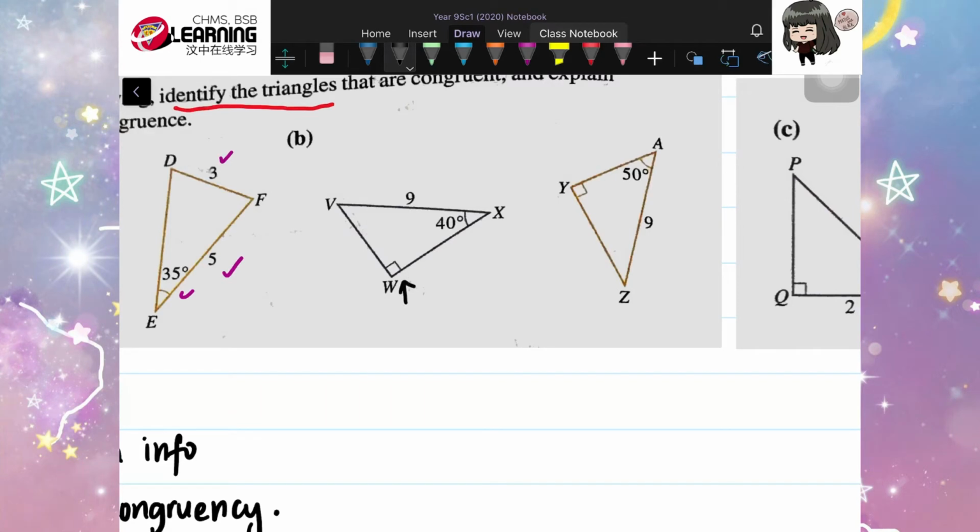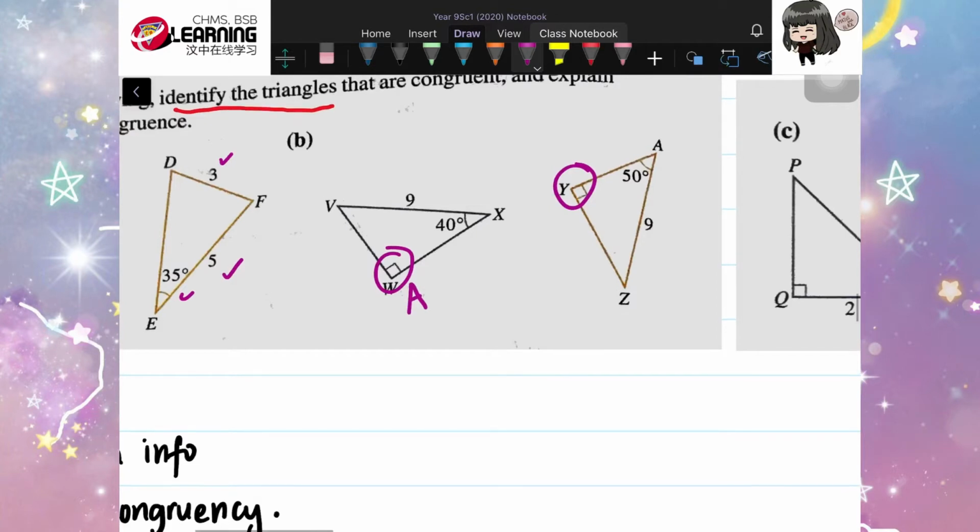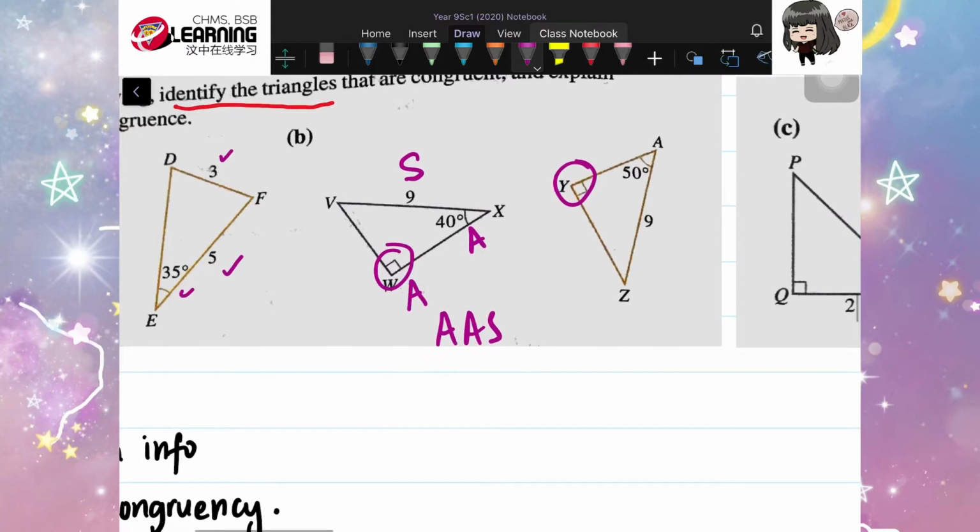Okay, part B, let's see. Okay, we have right angle. So whenever we see right angle, it might be RHS. Okay, let's see. We have right angle, R, and then we have hypotenuse here, H. And then do we have side? No, we don't have any side. So this is not RHS, but maybe this is not considered as right angle. This is right angle, of course, but this one is considered maybe as angle A. And then this one is angle also 40 degrees, and we have S here. So this is AAS, angle, angle, side.